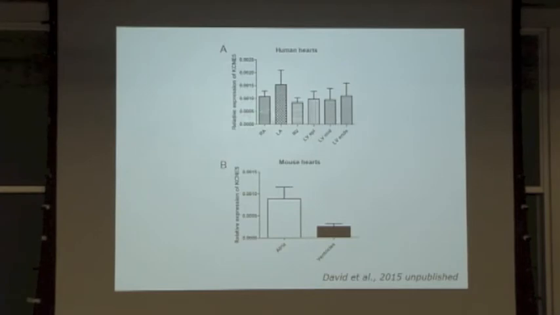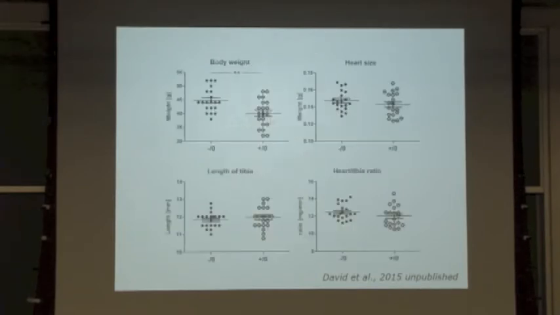If we look at expression of KCNE5 in human heart, we can see it's expressed pretty well in the atria and ventricle. In the mouse heart, it's actually lower expression in the ventricle and more highly expressed in the atria. But we study both systems.